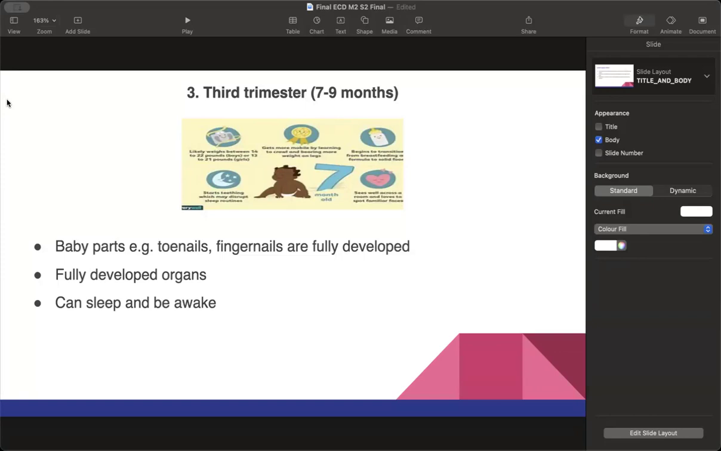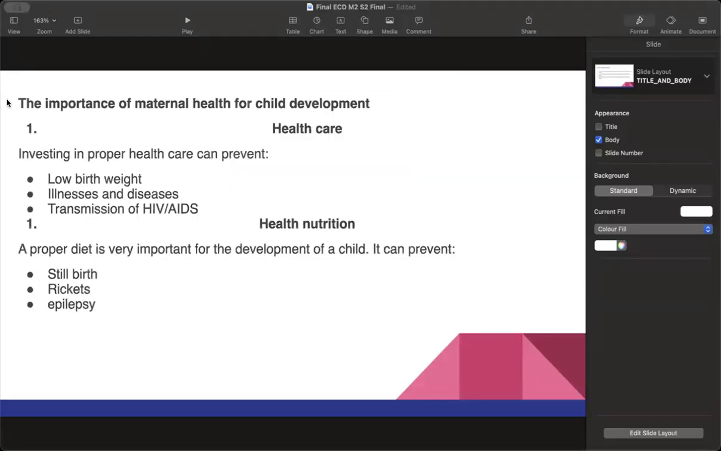All right. So that's a rundown for those of us who didn't know about pregnancy and how we divide it into three and the important things that happen in each trimester. Now we go on to our next slide, and this is the importance of maternal health for child development. Maternal here, for those of us whose English is not our first language, refers to the mother's health. Right? So there are different factors that get taken into consideration.